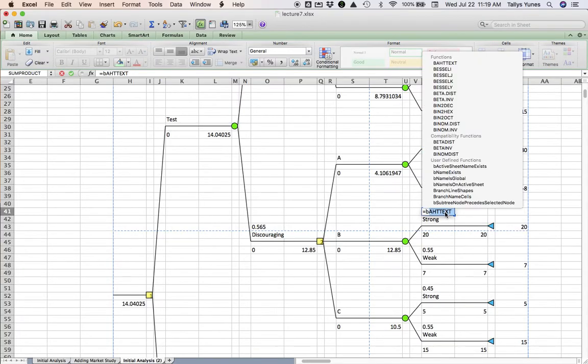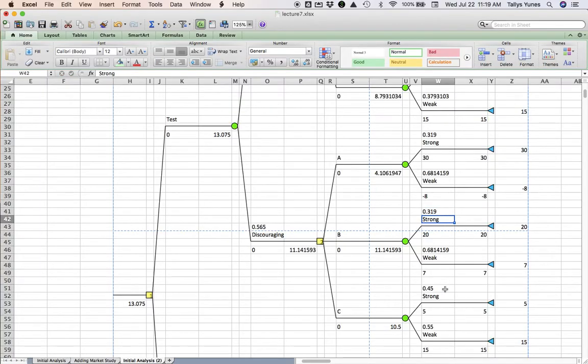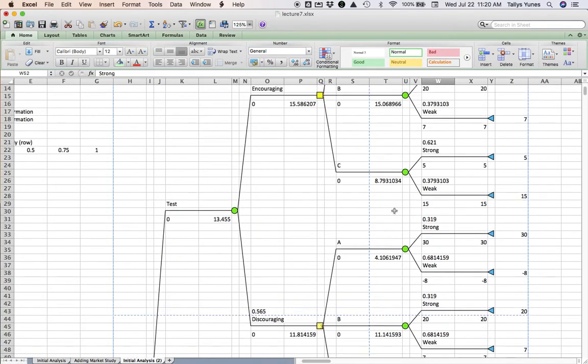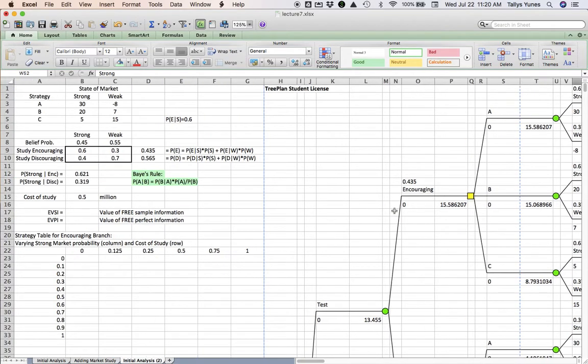Here, B13. And here, B13. Excellent. Now we have these conditional probabilities properly in the tree. And there's one last thing we need to include to figure out, was this test worth performing? And it's the fact that the test isn't free. Remember, they said it costs $500,000.